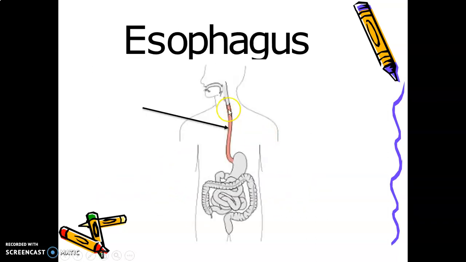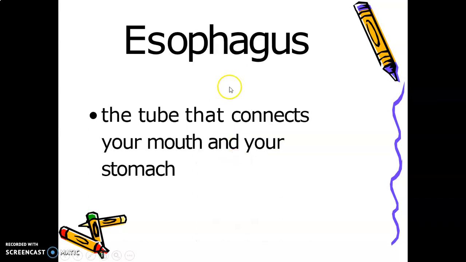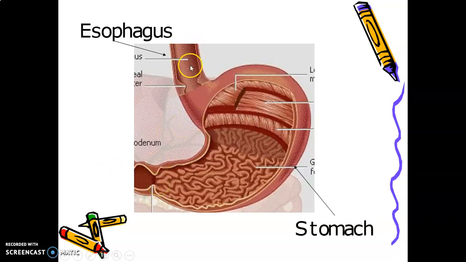Now, the esophagus is a long tube that connects your mouth to your stomach, and it's actually kind of a muscle, and its job is to push the food down to reach the stomach. So the esophagus is the tube that connects your mouth and your stomach. This is the end of the esophagus, and this is the beginning of the stomach.